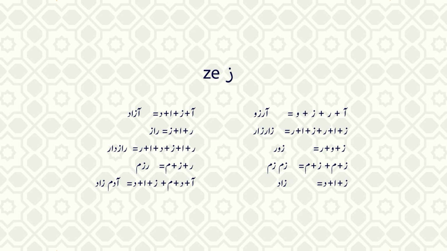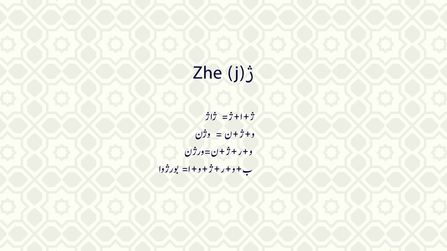Razdar, in disconnected form and in connected form, works the same. Razm, in disconnected form and in connected form, no difference. Adam Zad, in disconnected form and in connected form, there is no difference between connected form and disconnected form. And this concept is called non-connectors. When they come with each other, they do not change their shapes, and that's called non-connectors.